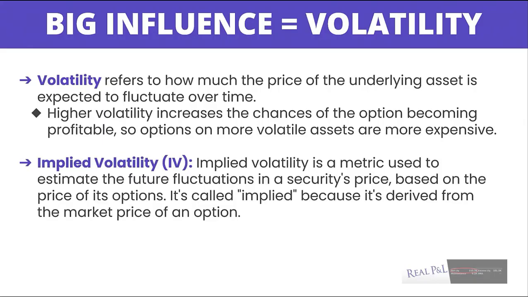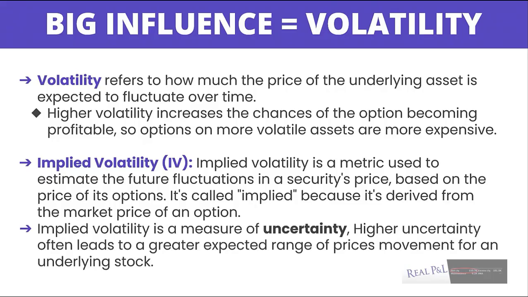Implied volatility, IV. This is a metric used to estimate the future fluctuations in a security's price based on the price of its options. It's called implied because it's derived from the market price of an option. Implied volatility is a measure of uncertainty. High uncertainty often leads to a greater expected range of price movements for an underlying stock.